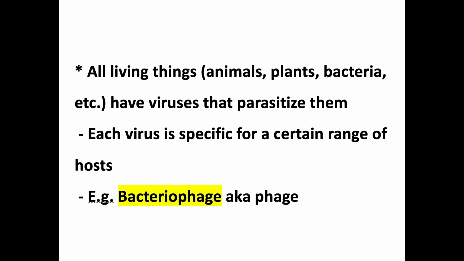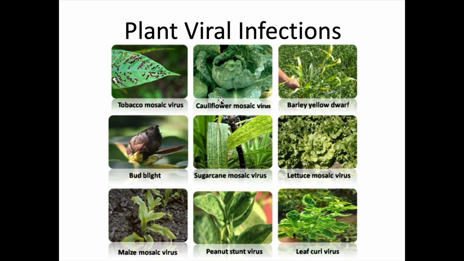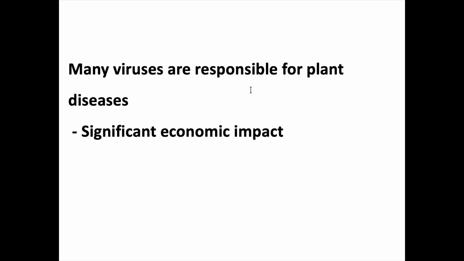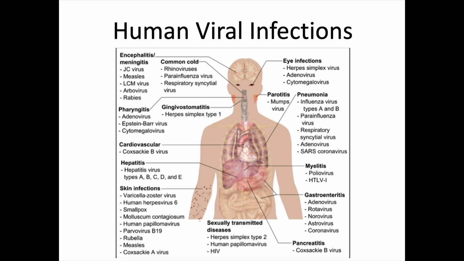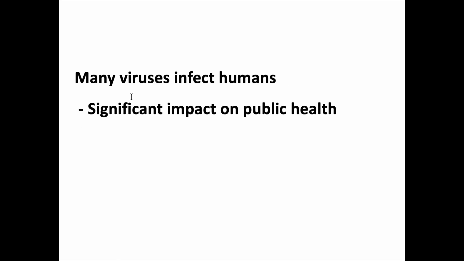Now, the textbook has a big section on plant viral infections, and importantly, these are all plants that we care about, whether it's lettuce or peanuts or sugar cane or cauliflower. I'm not going to make us memorize all these. I just want to point out many viruses are responsible for plant diseases, and they cause pretty significant economic impact. There's also a big section in the textbook about human infections. And once again, I'm not going to make you memorize a laundry list of different human viral infections, although it's certainly interesting to stare at this for a few minutes and see how many of these you've had in your lifetime. What I can say is that many viruses infect humans, and yet together these have a very significant impact on public health.